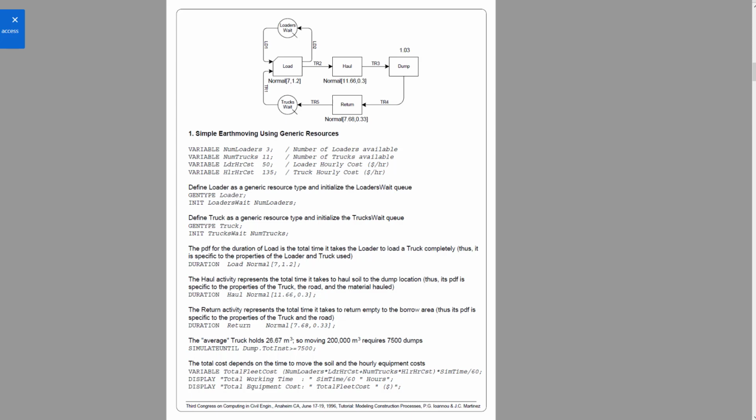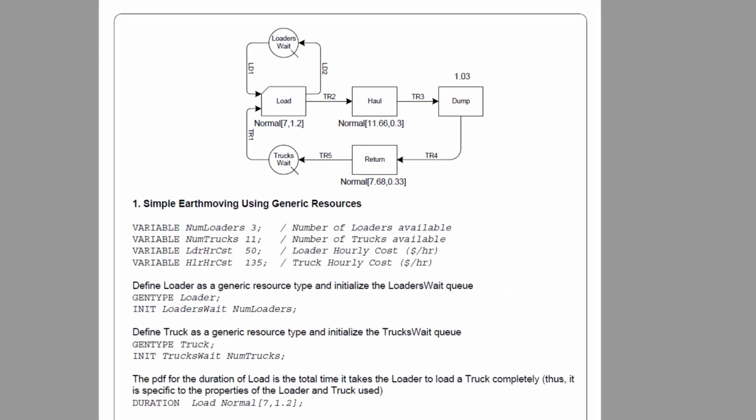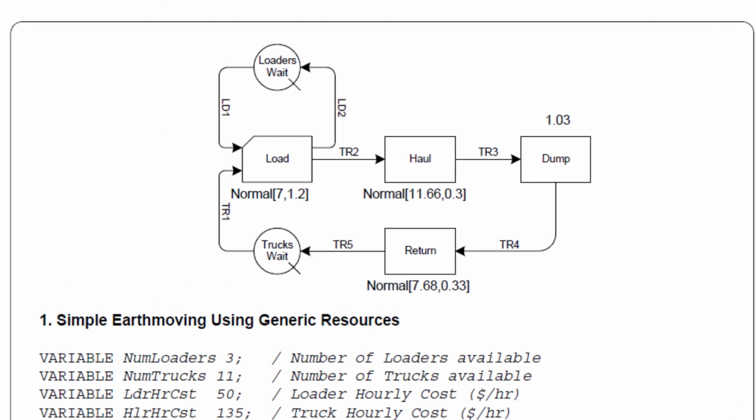We have two kinds of loaders and we have two kinds of trucks, but at this point we're going to model all the loaders as a single type of resource and all the trucks again as a single type of resource. And we're going to concentrate on the basic structure of a stroboscope model so we understand what the elements are.